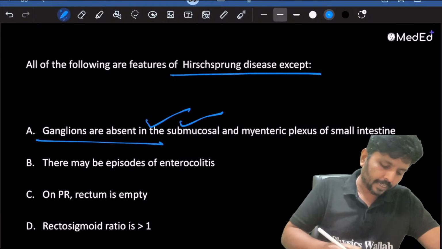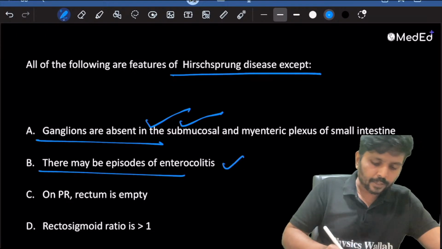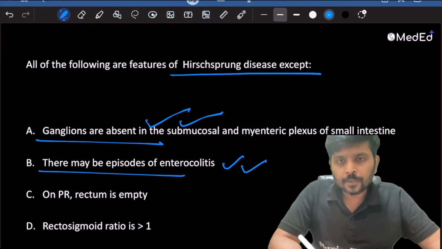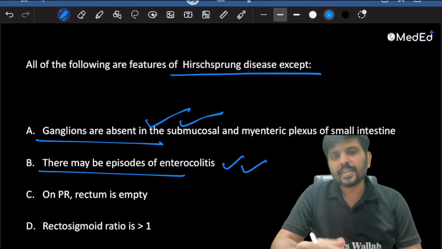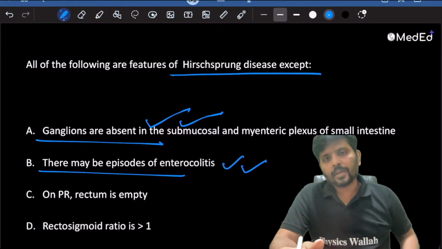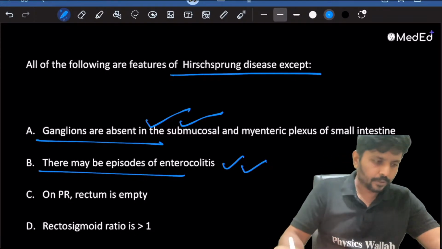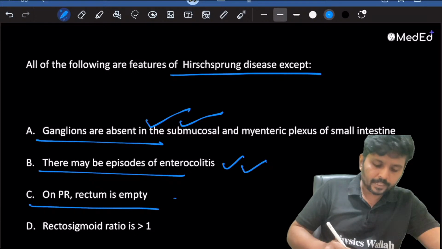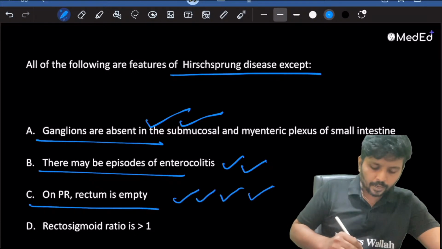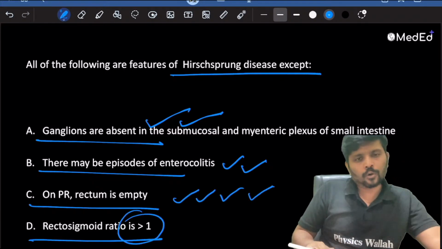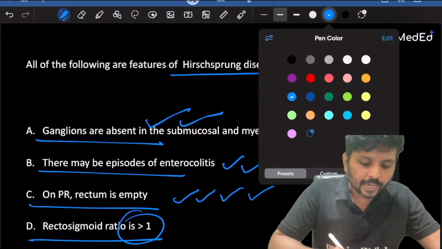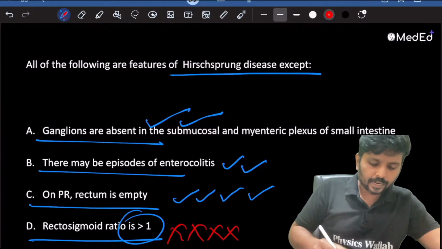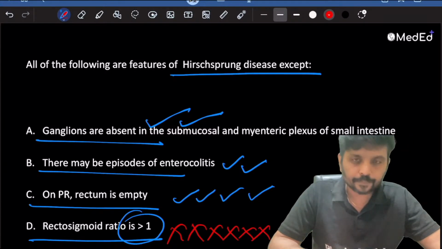Ganglions are absent. Correct. There may be episodes of enterocolitis. The answer is yes. Because of chronic accumulation of feces, the bacteria present in the feces will invade the intestinal lumen, leading on to enterocolitis. On perirectal examination, the rectum is empty. Correct. Rectosigmoid ratio more than 1? No, if the rectum is empty, how will the rectosigmoid ratio be more than 1? It is less than 1. So the answer for this one is wrong.